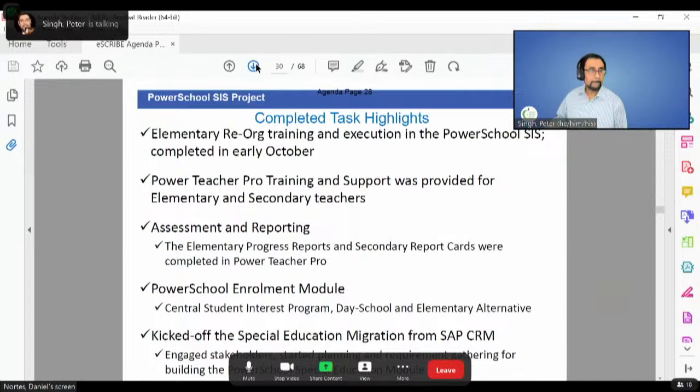The list of items we just wanted to flag for this table is being taken care of. Elementary reorg training has been done, and we also have trained everyone who touches PowerSchool when it comes to front office at each and every school. That was done in early October last year. And then PowerTeacher Pro training, which was to support the teachers at both elementary and secondary to do their report cards, has been completed. And the next piece was around assessment and reporting. We wanted to make sure we have everything in place for teachers to actually deliver their report cards as part of PowerTeacher Pro, which is just a module extension of PowerSchool SAS itself.